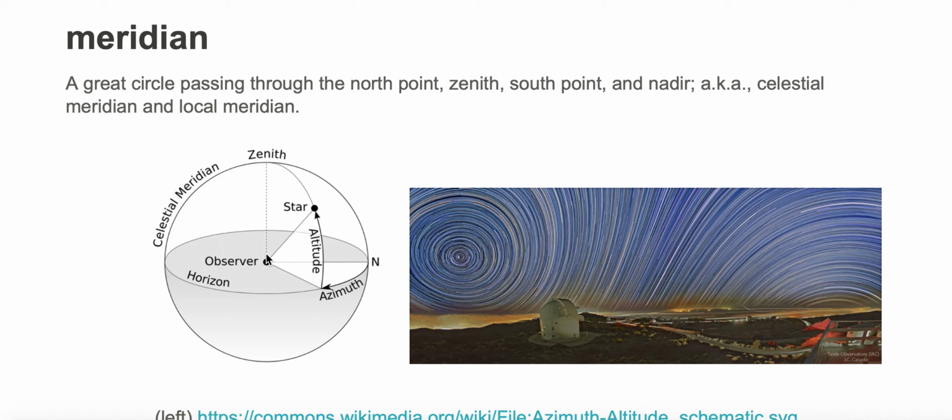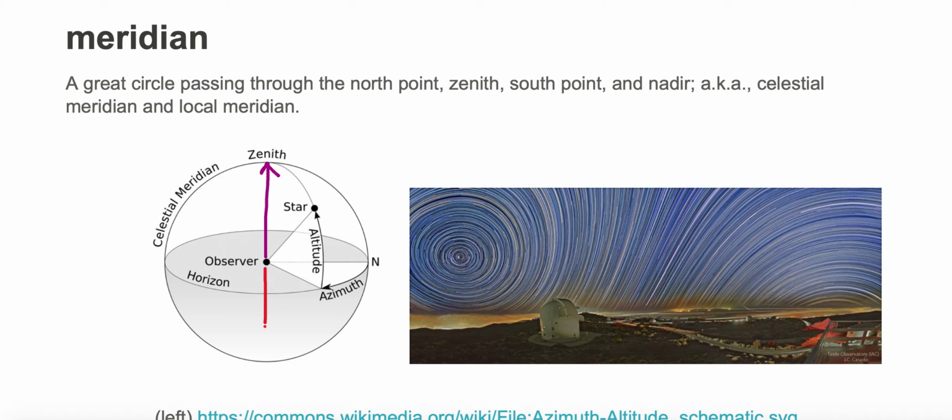Here we have an observer that's looking at a star in the sky. Now the point directly above their head, which I'm going to draw with an arrow, is called zenith. So they're looking at something in the sky directly above their head, and that's what we call zenith.